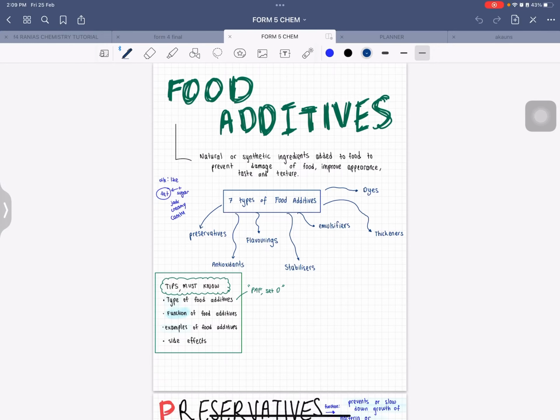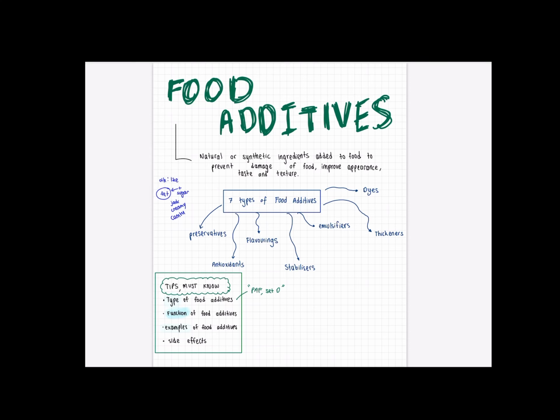But anywho, so this is part 3 of chapter 5 from Form 5 Chemistry, and we're going to learn about food additives. And I find this part of the chapter the best. I think it's pretty fun. So let's start with how I memorized this chapter.